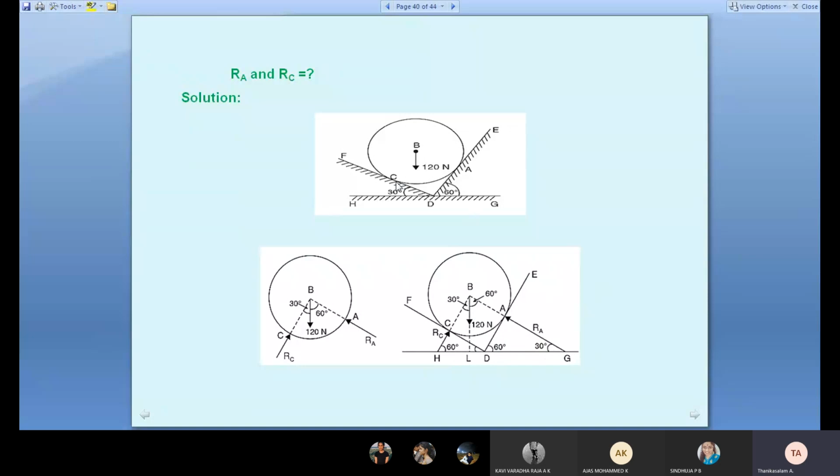Similarly, to the left side, C is the contact point, so the reaction is perpendicular to DF. Now see the triangle CHD. What is the C angle? 90. 90 plus 60, 150. What is the D angle? 30 degree. Now again we draw the triangle LBH. We can draw from the vertical line for calculating the unknown angle, so I draw the vertical line BL. In LBH, what is the L angle? 90. H is 60. What is the balance angle? 30 degree at B.